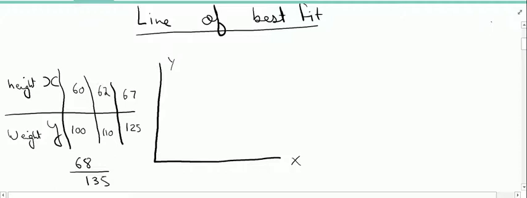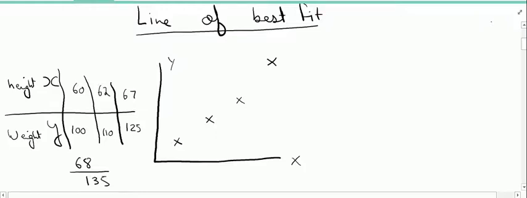Observing the data, we know that this is positively correlated. With an increase in values of x, there is an increase in values of y. Now if I plot these points on my scatter diagram, let's say this is 60, 100, the next one is 62 and 110, third one is 67 and 125, let's say this one, and the fourth one is 68 and 135, let's say somewhere over here.